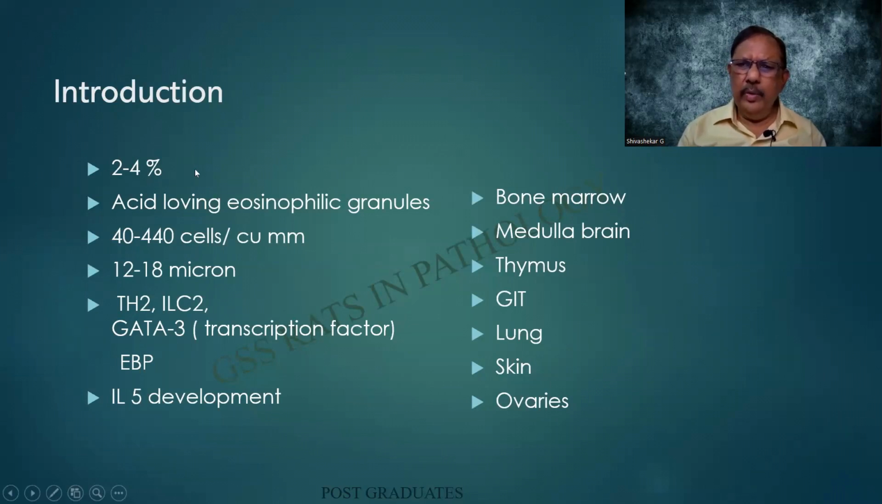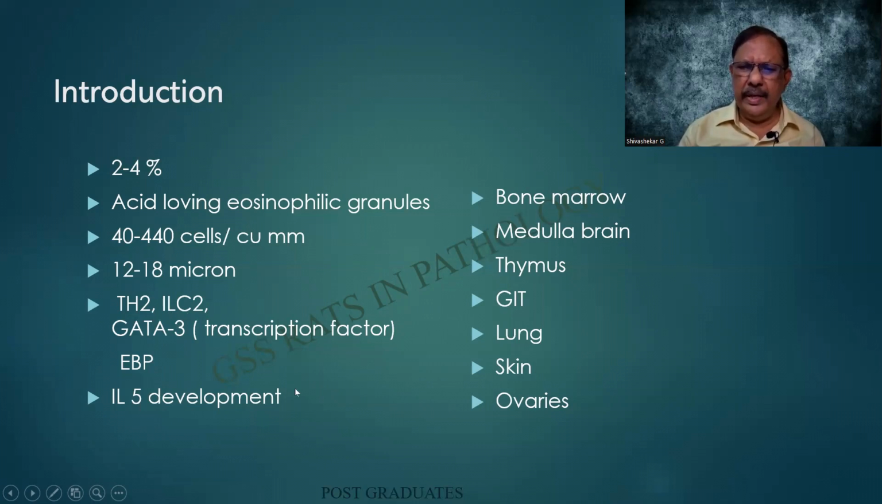The percentage we all know, 2 to 4%. In India, of course, even a 10% eosinophil is considered as normal. We have got the acid-loving eosinophilic granules. That is the difference between the neutrophil, eosinophil, and the basophil. The absolute eosinophil count being 40 to 440 per cubic millimeter, and the size is 12 to 18 microns. It is commonly associated with Th2, interleukin 2, GATA3, which is a transcription factor, and eosinophilic basic protein. Interleukin 5 is indicated in its development.